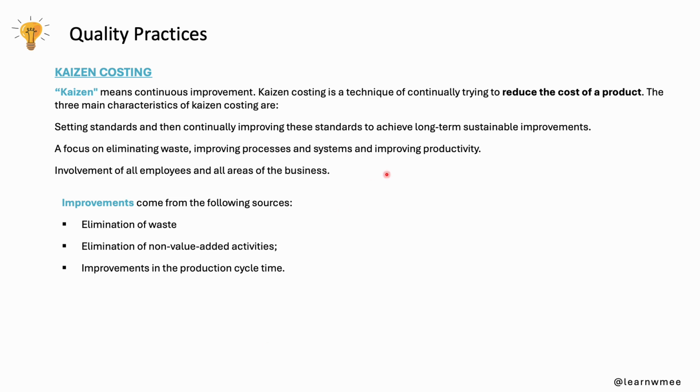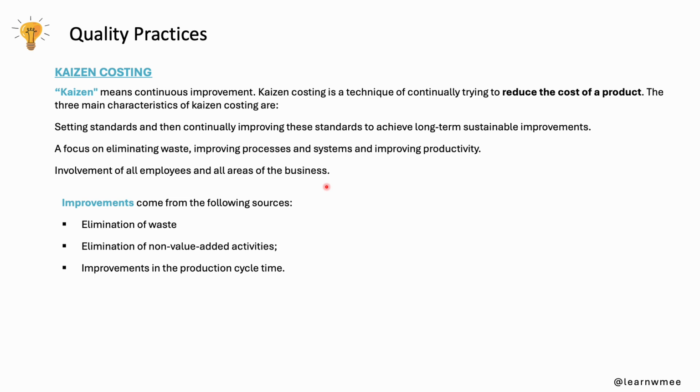Okay, then there is Kaizen costing. Kaizen, as you all know, means continuous improvement, and is a technique of continually trying to reduce the cost of a product. The three main characteristics of Kaizen costing are setting standards and then continually improving these standards to achieve long-term sustainable improvement, a focus on eliminating waste, improving processes and systems, and improving productivity, and involvement of all employees and all areas of the business.